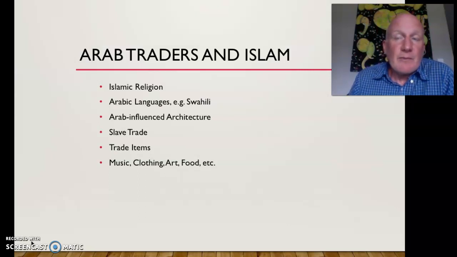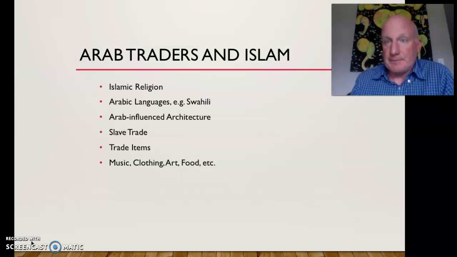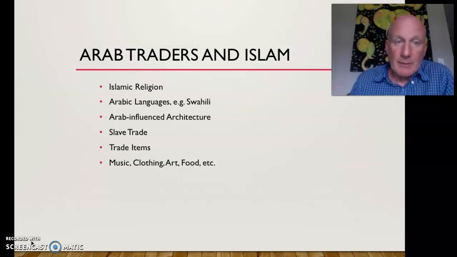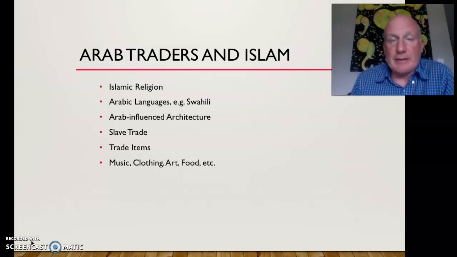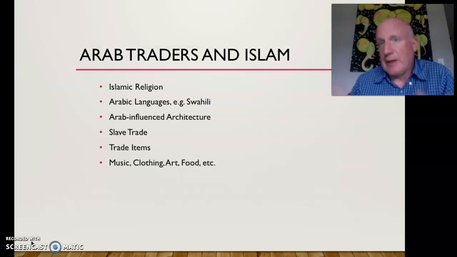They did bring a different form of slavery. Africans practiced slavery before the Arabs and the Europeans showed up. They did enslave one another from within and without their own cultures for various reasons. But the Arabs introduced a different form of slavery. And they introduced trade items, which I'm going to talk about, but it's primarily things like spices and cloves, cinnamon, things like that. And then they also influenced various aspects of their culture, their music, the clothing, art, and the cuisine.